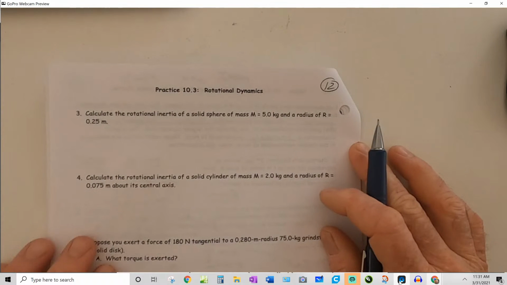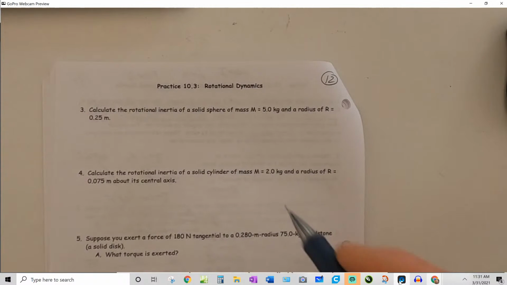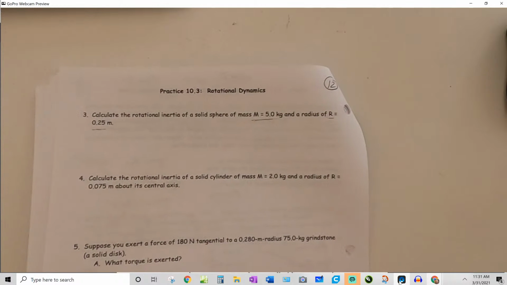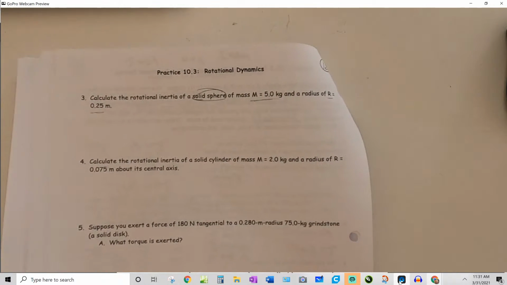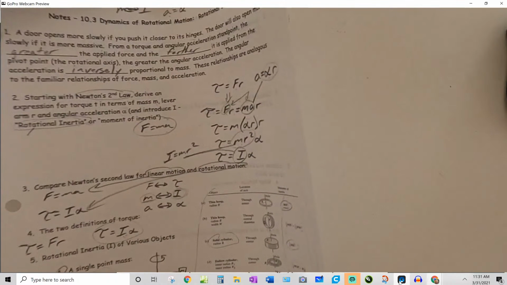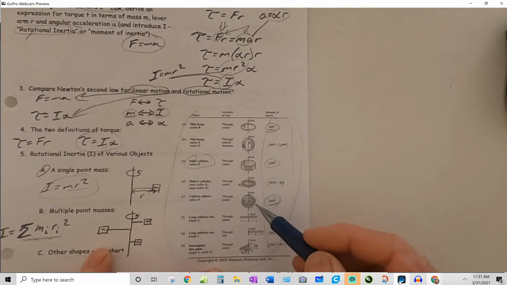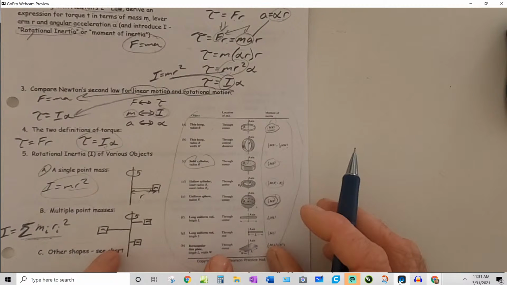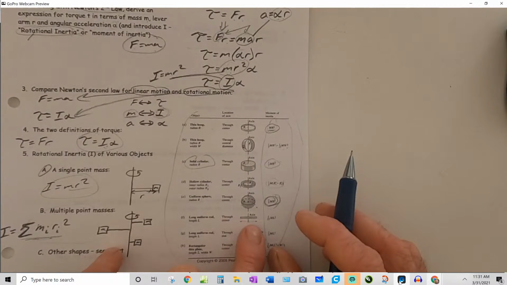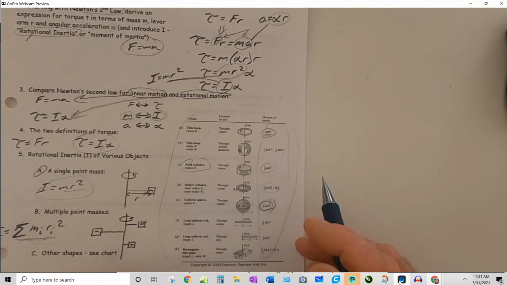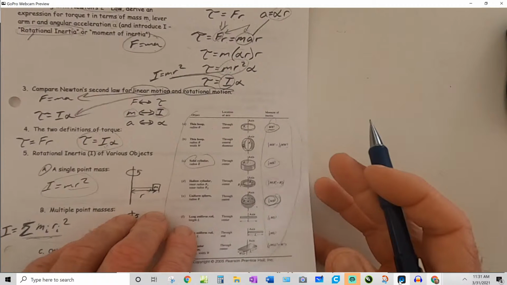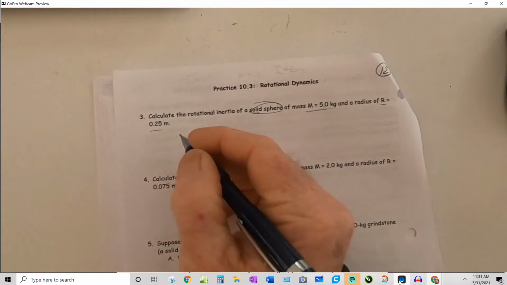It says to calculate the rotational inertia of a solid sphere of mass 5 kilograms and radius 0.25 meters. So it's a sphere, and it's a solid sphere. That's important because a hollow sphere might be different. This doesn't have hollow spheres on it, but according to our table, it's 2/5 m r squared. You can Google moment of inertia of a spherical shell to see what that is, and it wouldn't be 2/5 m r squared. It'd be something bigger because the mass would be mostly distributed far out from the center. So 2/5 m r squared is what I need. That's my formula.